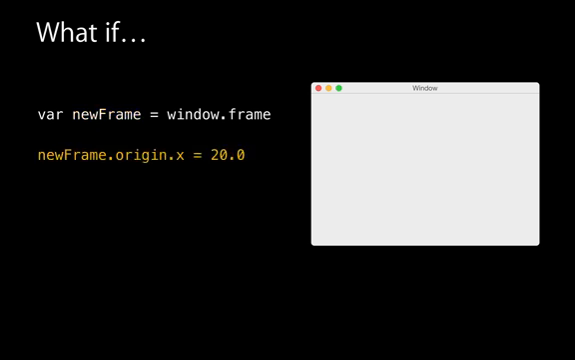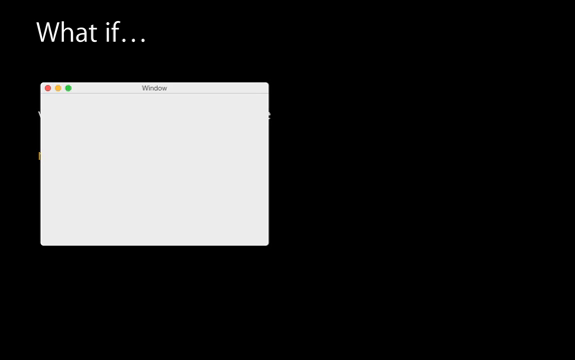What happens if rectangle was actually a class? Well, if I set the origin here, that's actually going to affect my window. Clearly, that's not what I want to do. I just want to change this and use it somewhere else. And it's covering up my slide, so clearly bad.